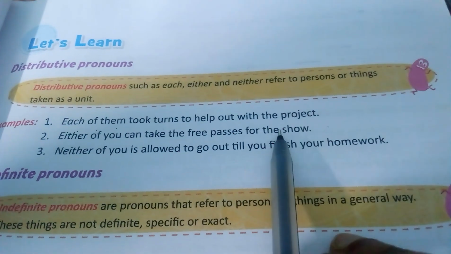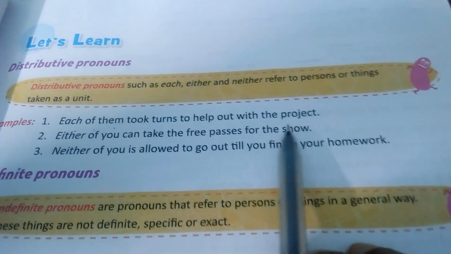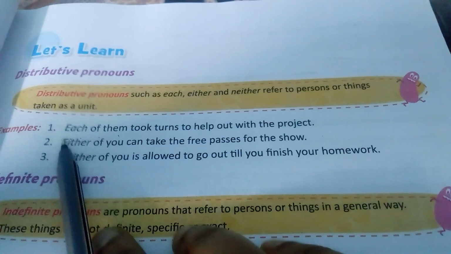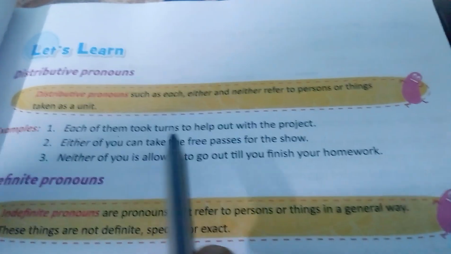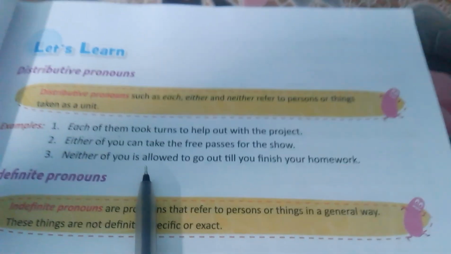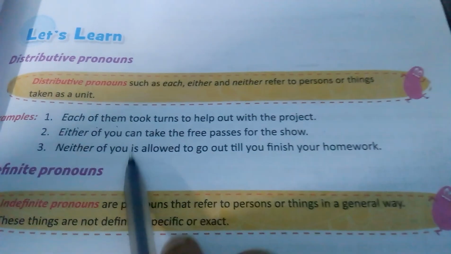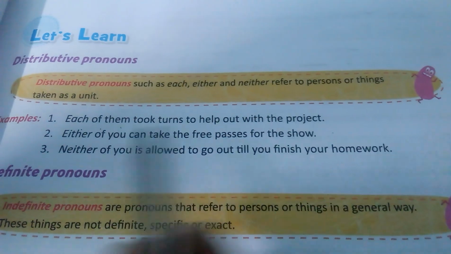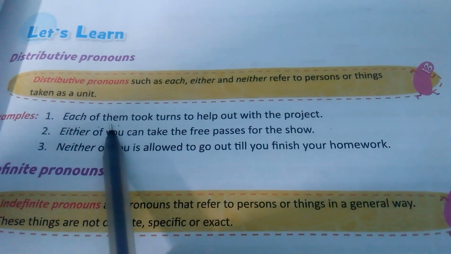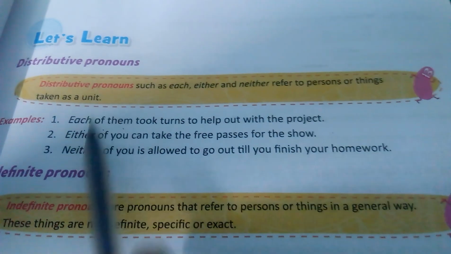Suppose there's a total class there. When I represent a class as a single, I say each one of them took turns to help out with the project. So every child in the class took turns to help out with the project. Each one of them here refers to one single unit.